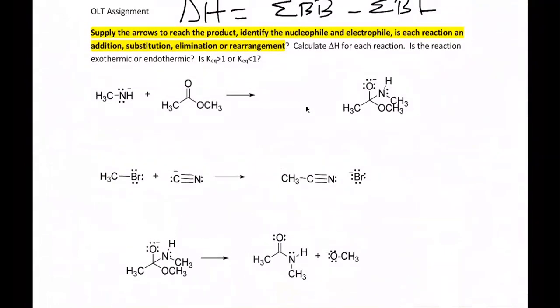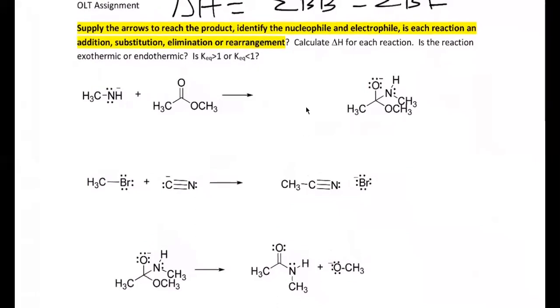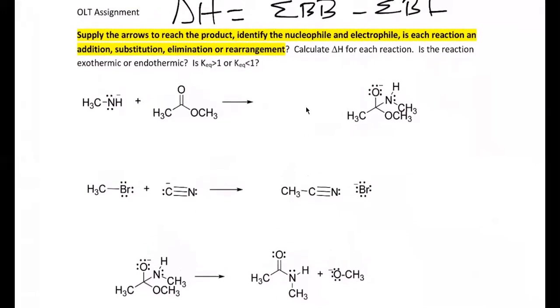All right. So let's take this first example. We're going to put the arrows in. So first, let's identify the nucleophile and identify the electrophile. And then we'll talk about the arrows. So which one do you think is the nucleophile and why?